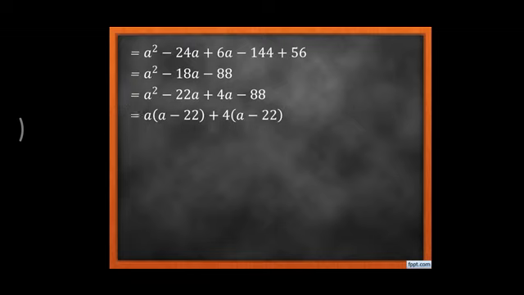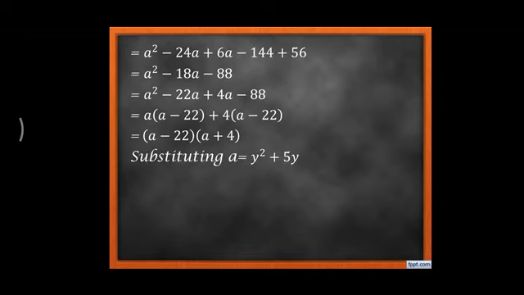So in a square minus 22a we have a common, in bracket a minus 22. Then in the second two terms we have 4 common, a minus 22. So we have a minus 22 into a plus 4. Therefore substituting a is equals to y square plus 5y, we get y square plus 5y minus 22 in the first one and y square plus 5y plus 4 in the second bracket.